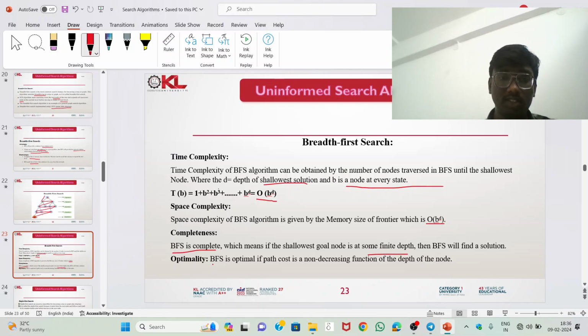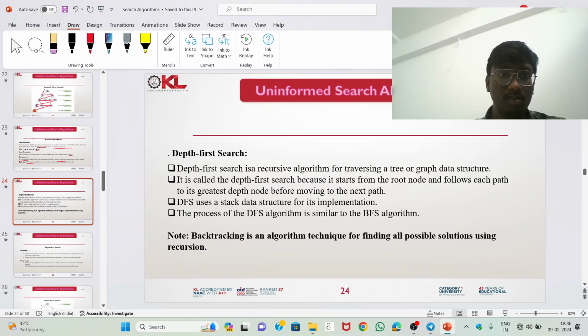Optimality. BFS is optimal. It gives the least cost path. So it is a very optimal solution. Let us discuss depth first search.